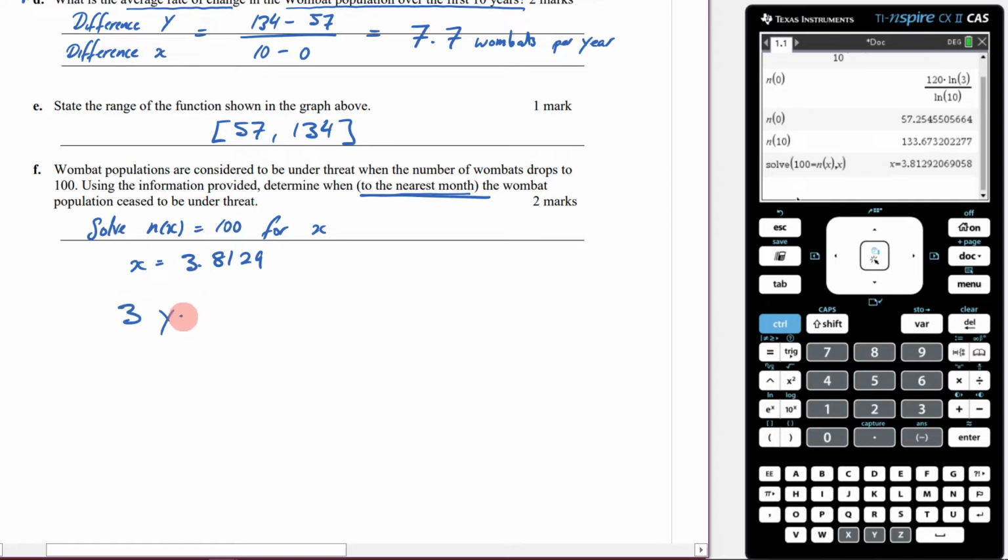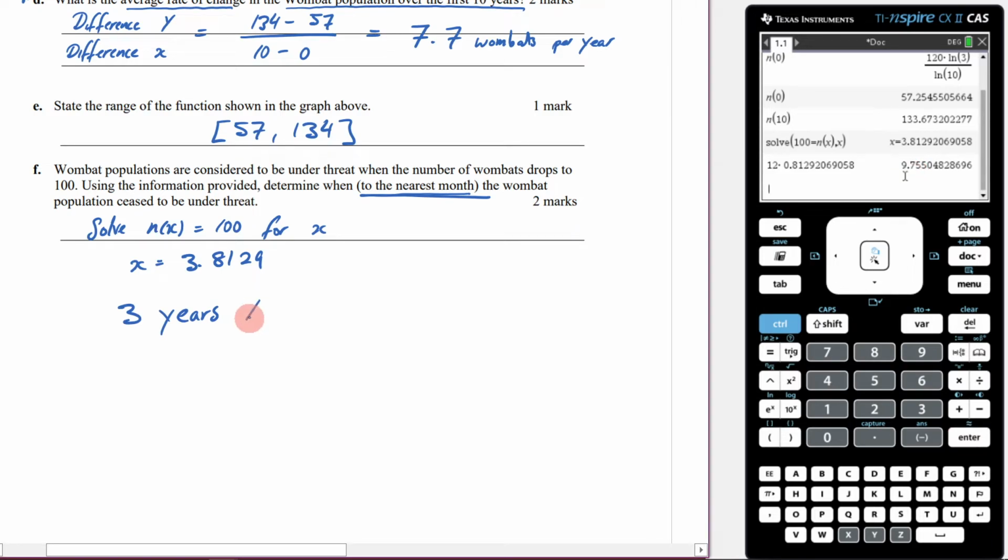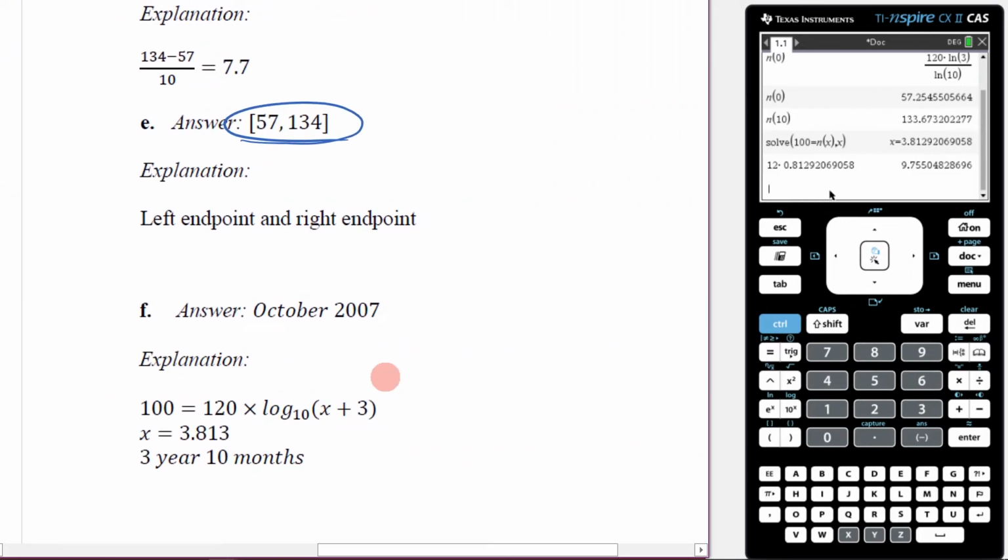Now it says to the nearest month. So what this is saying is 3 years and 0.8129 of a year. The way I like to think about it, we've got 12 months in the year, times 0.8129. That means if I take 0.8 so on of 12 months, I'm going to end up with 9.7 months. So to the nearest month, I'm going to round up here. It's going to be 3 years and 10 months, because 9.7 months rounds up to 10 months. So that's going to be my answer for that one. 3 years, 10 months.